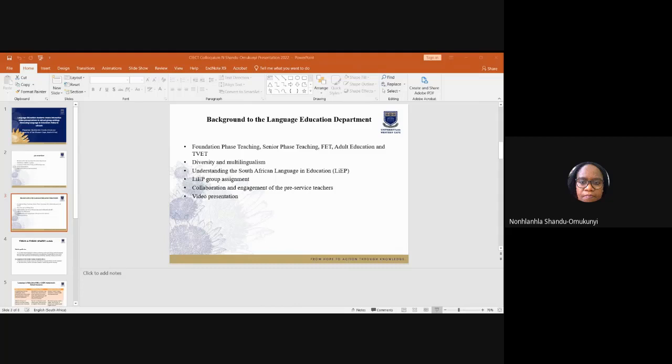The official language policy is that in this school, grades 1 to 3, they use isiXhosa as the language of learning, and then from grade 4 upwards, it is English. So English comes as the first additional language, though it is used as the language of learning and teaching.